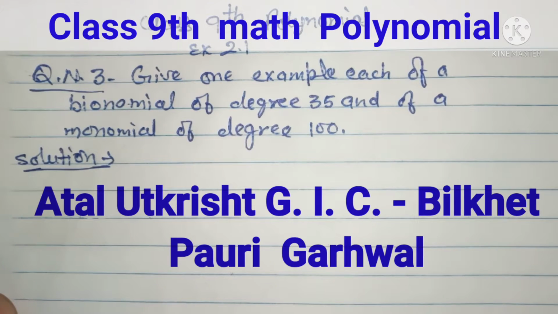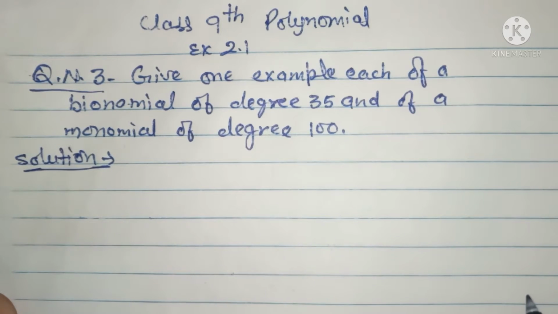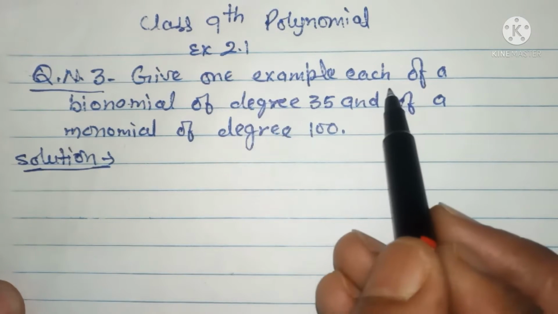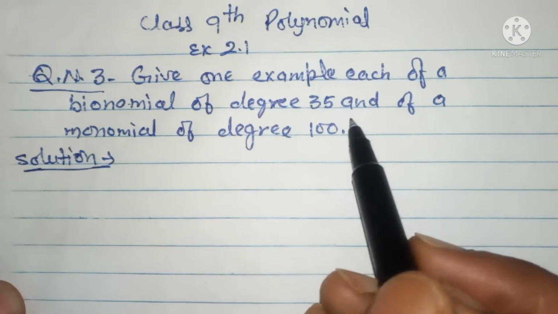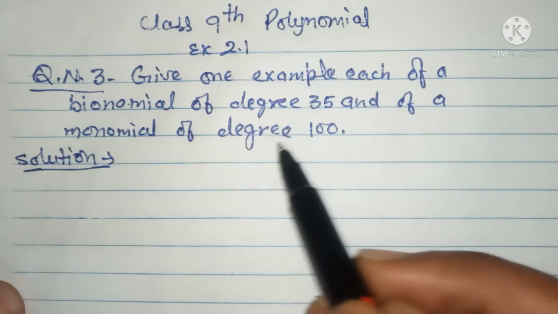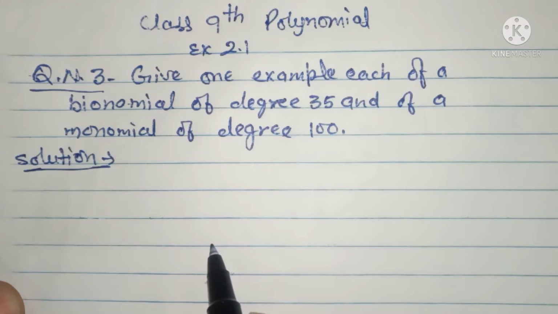Students, today we are going to solve the sums of exercise 2.1. The topic is polynomial. Question number 3. Give one example each of a binomial of degree 35 and of a monomial of degree 100. We are asked for a binomial of degree 35.